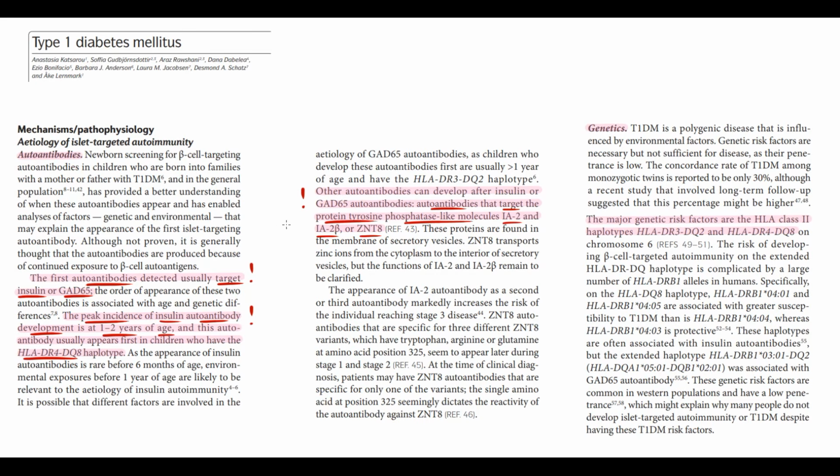And it's very important that the major risk factor is HLA association, because if the MHC2 receptor works properly, the T helper would not trigger an autoimmune reaction.